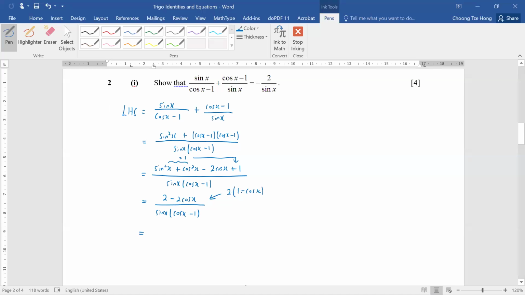The signs inside this bracket will reverse and then we will be able to get cosine x minus 1. So we'll take out negative 2 instead. If you take out negative 2, over here you will get negative 1 plus cosine x, over sin x times cosine x minus 1.